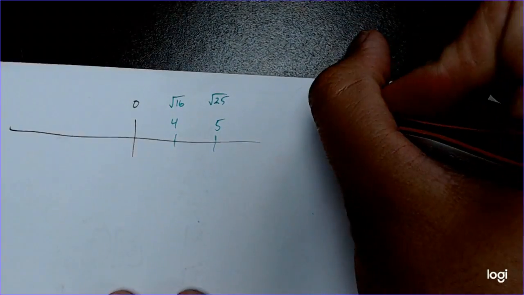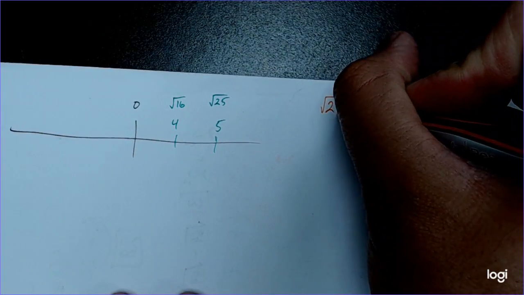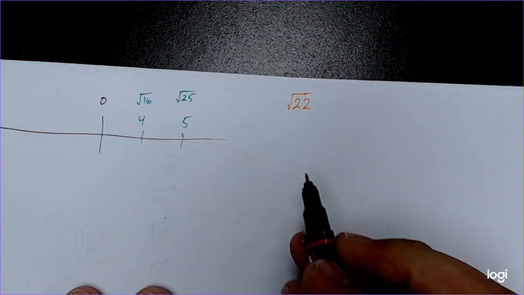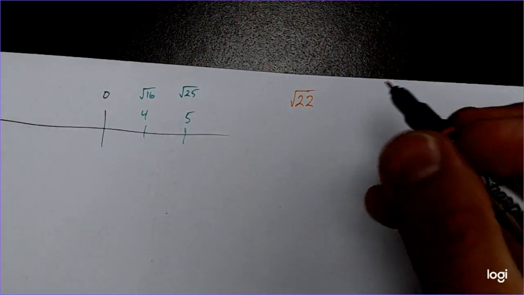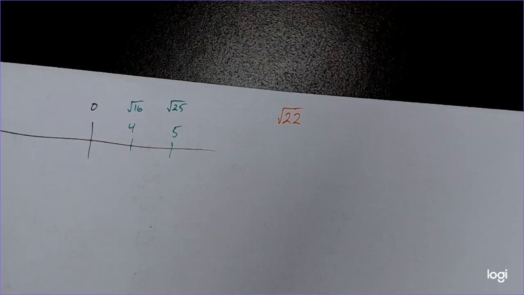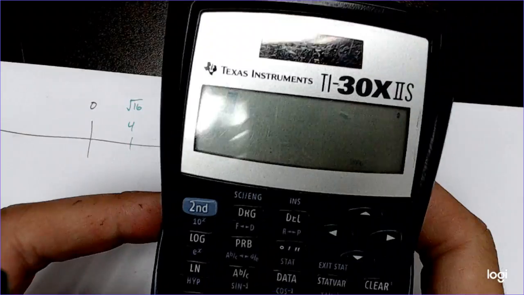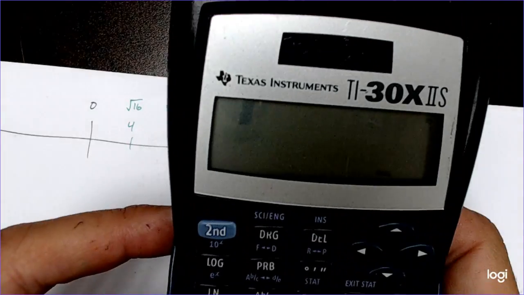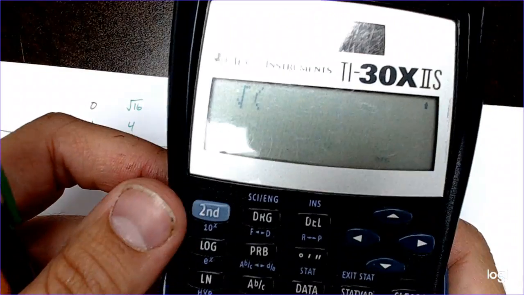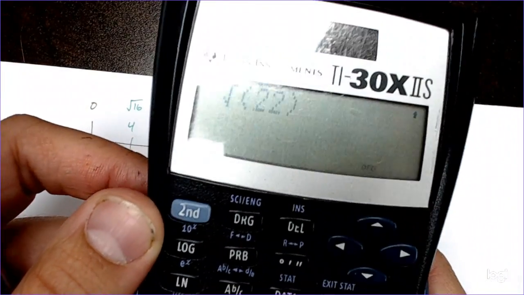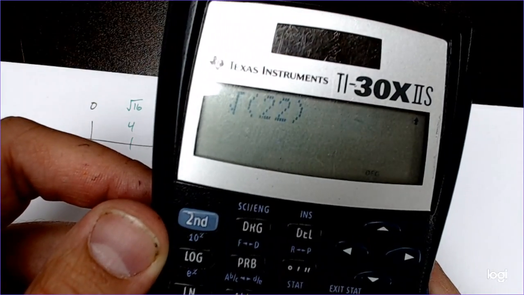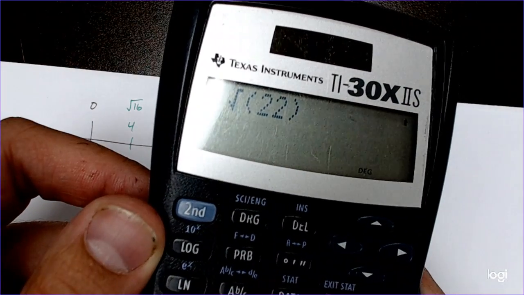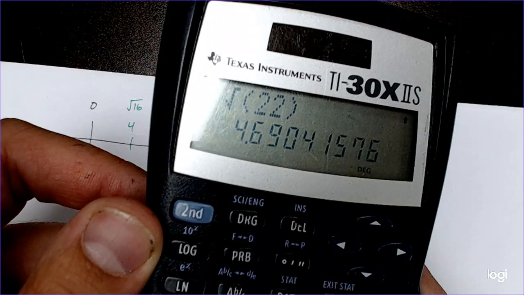Now, what if we had to evaluate the square root of 22? Right? This is not a perfect square. If we were to evaluate this, or if you punch it into a calculator, you get a decimal number. And let me show you. So if I take a calculator and I type in the square root of 22, it gives me a decimal number, right?